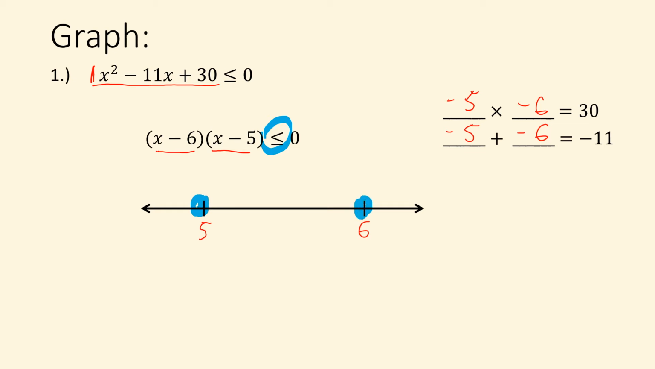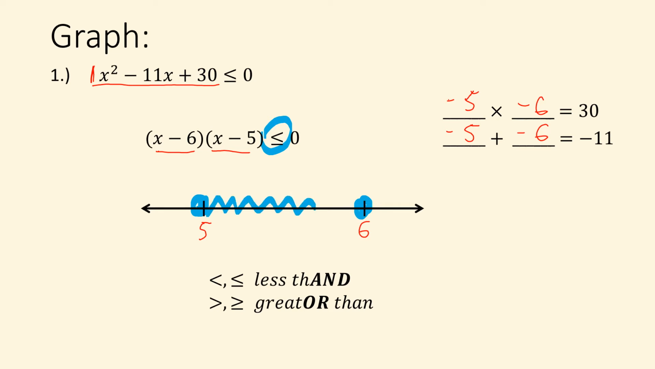And think back to when we did absolute value inequalities. Less than, think less than, and is the middle. Greater than, think great-or than, that's the outsides. So this is a less than sign, and we're going to shade the middle section.